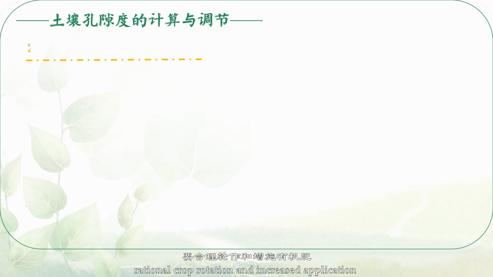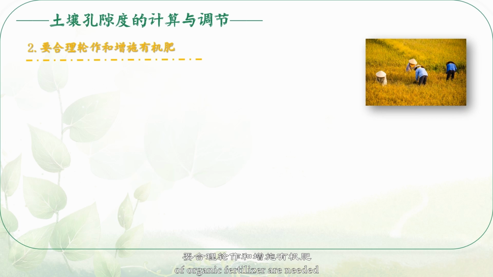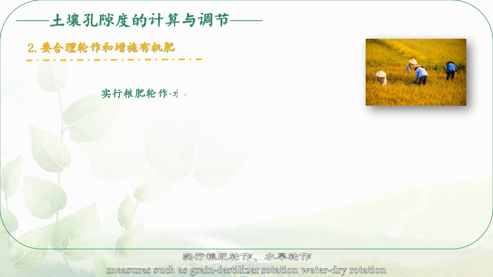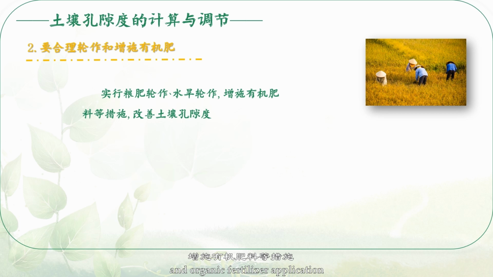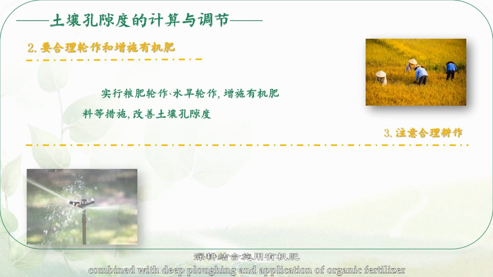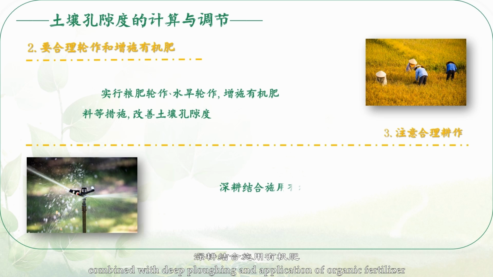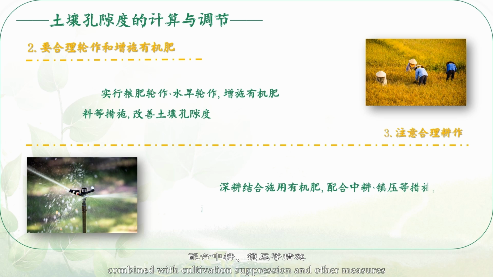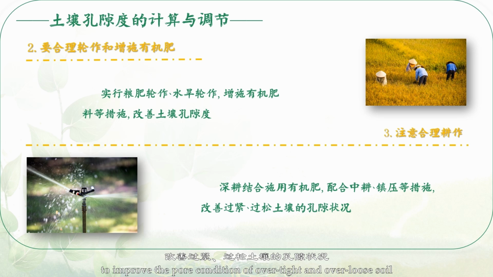Secondly, rational crop rotation and increased application of organic fertilizer are needed. Measures such as grain-fertilizer rotation, water-dry rotation, and organic fertilizer application are taken to improve soil porosity. Then, pay attention to rational farming, combining deep plowing and application of organic fertilizer with cultivation, compaction, and other measures to improve the condition of overly tight and overly loose soil.